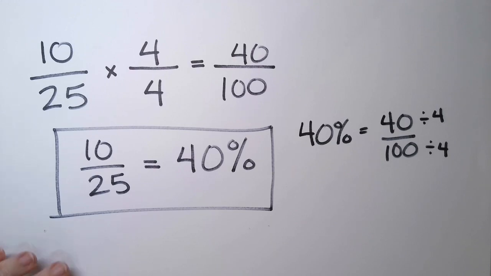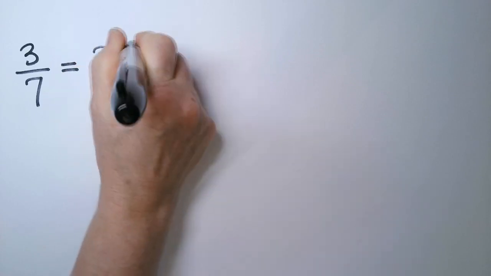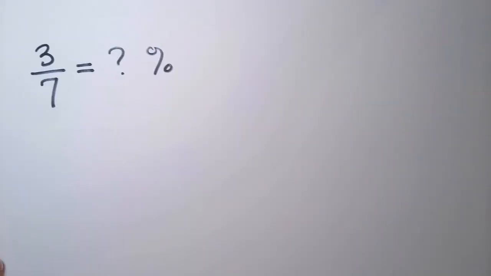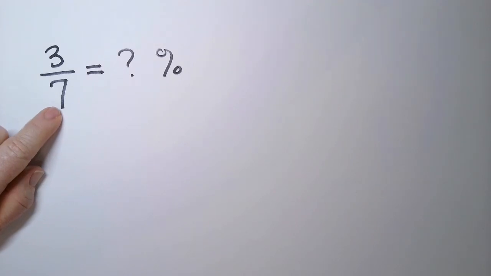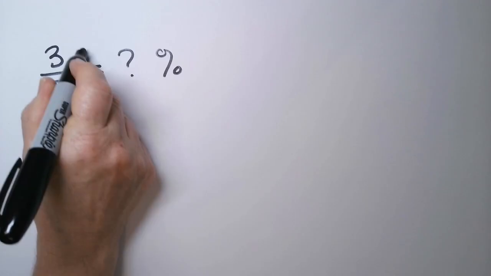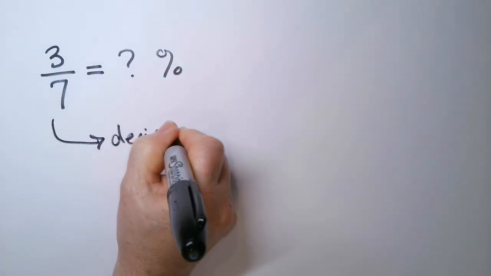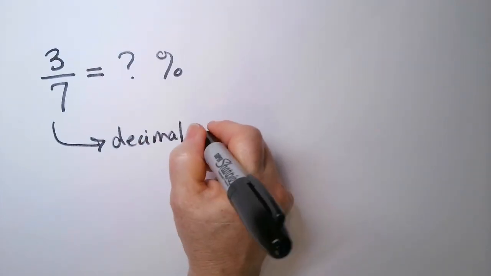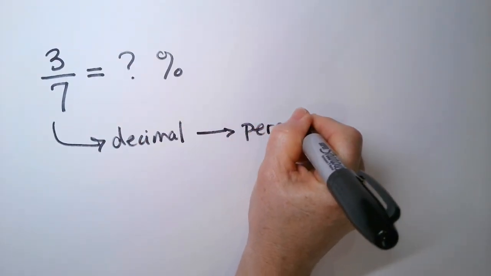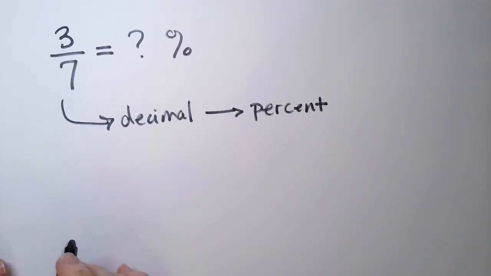Excellent. What happens if you can't scale it up? Say, for example, you have 3/7 equals what percent? There's no number you can multiply 7 by to get the bottom to be 100. So what we do instead is we convert this to a decimal first, and then we turn that into a percent. Do you want to see how to do it really quick? We weren't really going to talk about decimals in this video, but let's go ahead and just do it.